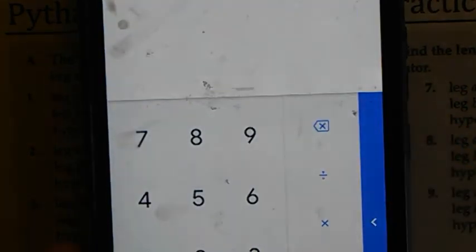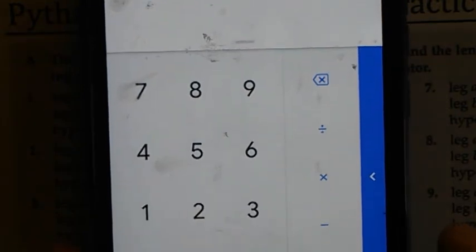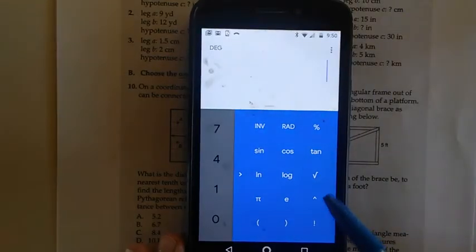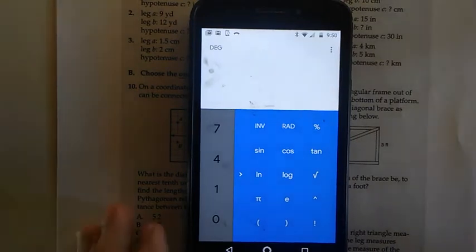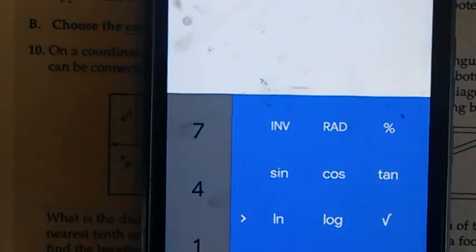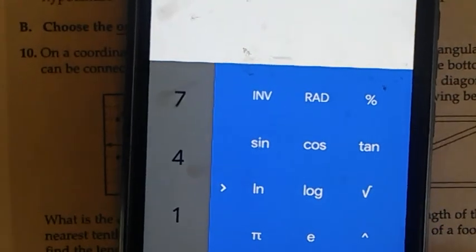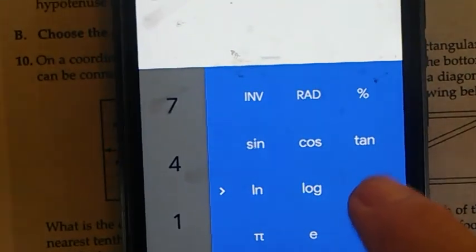Okay, so I want the square root. Now, when I was trying this today, I couldn't find the square root, and I realized there's this little arrow here. So I'm going to pull that over. There's the square root sign, that thing right there. It looks like a division sign. Can you see it there good? That's the square root. So I'm going to push that first.